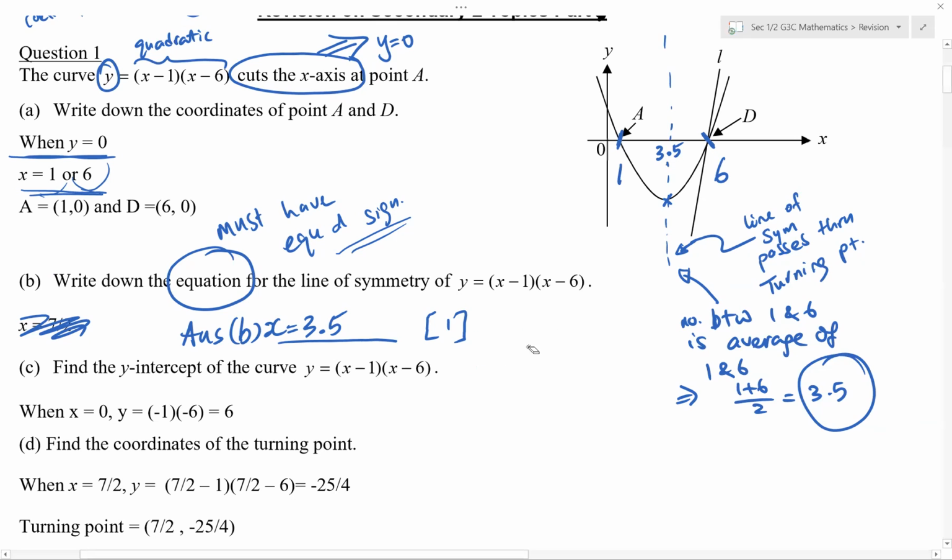Now, you get the 1 mark. It is not difficult to get this 1 mark, but it is easy to lose it.